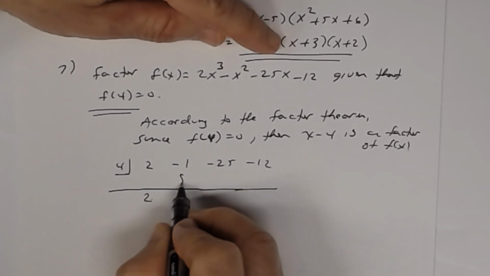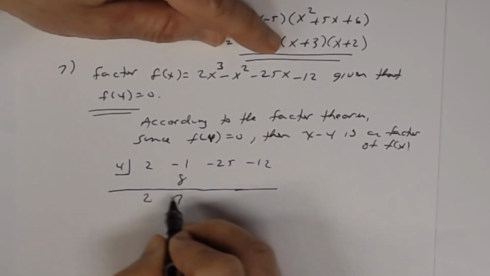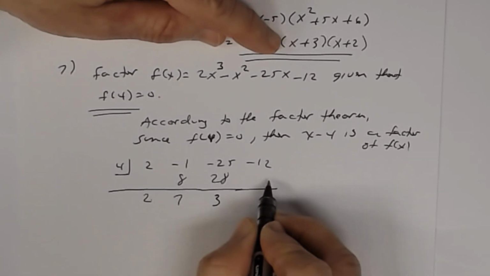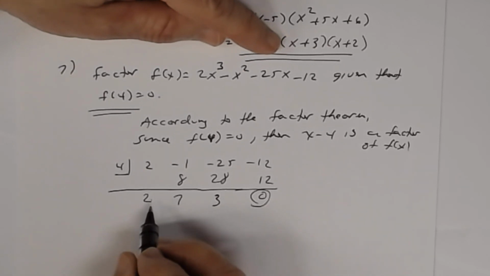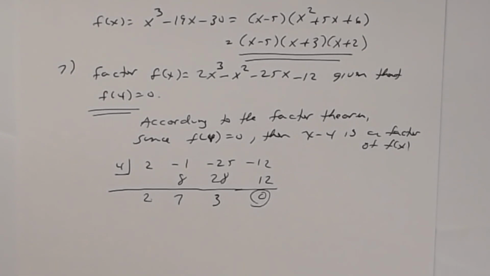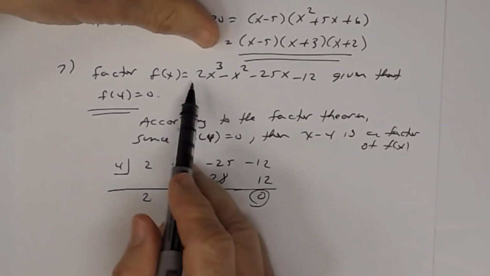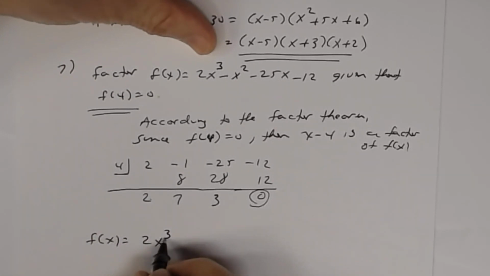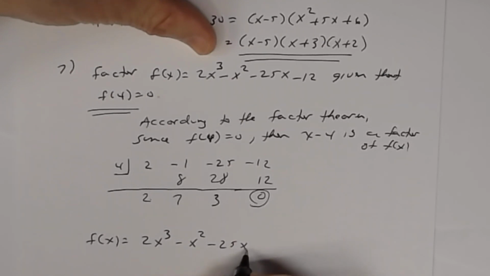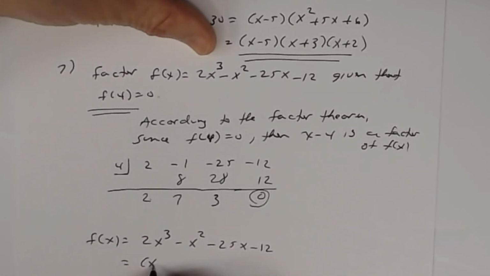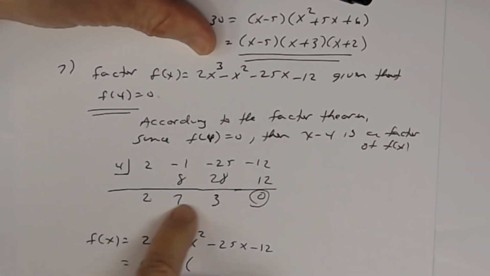All right, 4 times 2 is 8. Add, I get 7. 4 times 7 is 28. Add, you get positive 3. 4 times 3 is 12. Add, you get 0. Now, what that means, see this right here, those are the coefficients of the other polynomial. So f of x, which equals 2x cubed minus x squared minus 25x minus 12, is going to be this factor, x minus 4, times the polynomial with these coefficients.